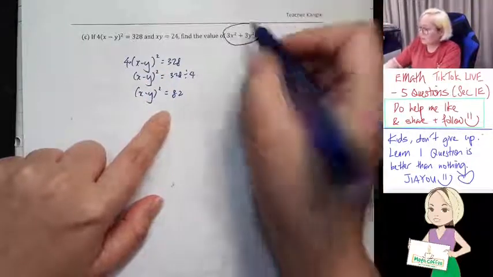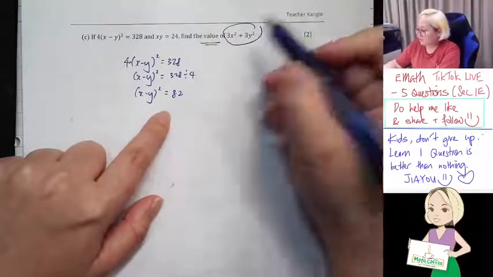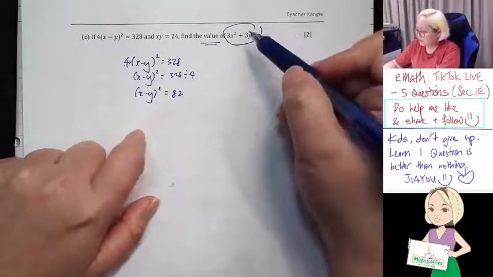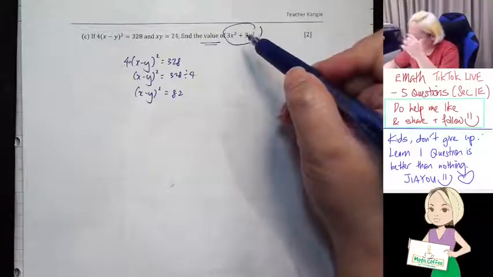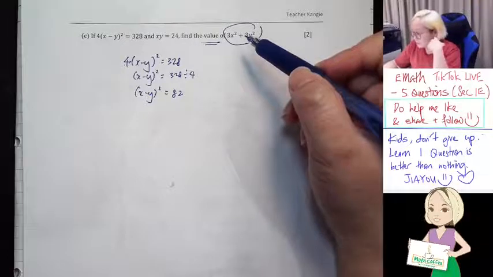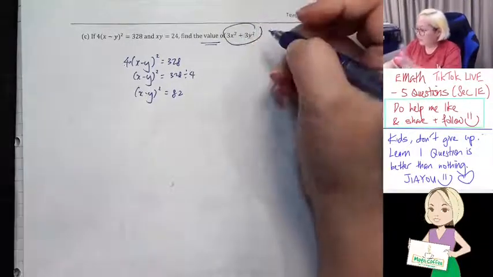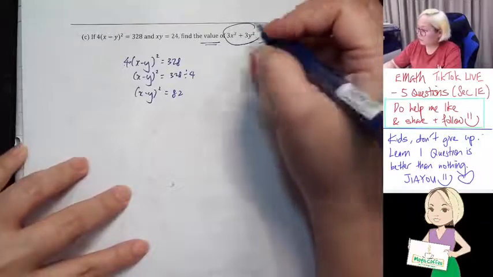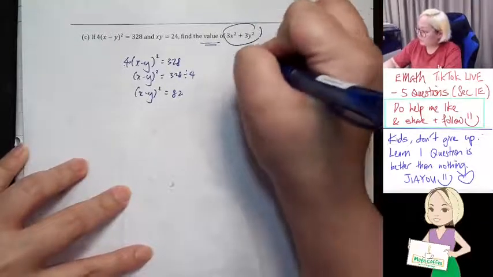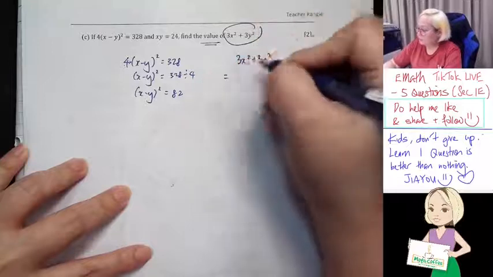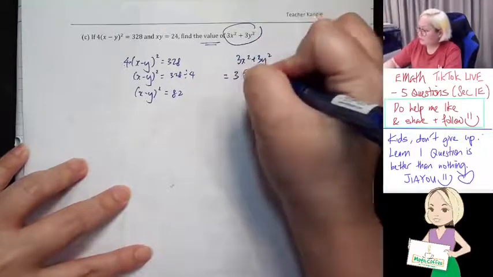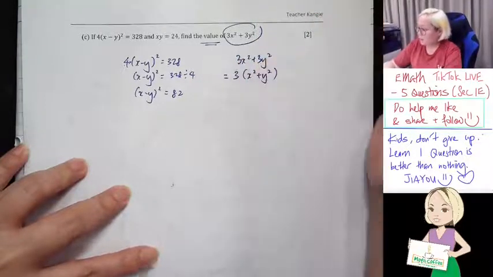See over here, your task is to find out the value of 3x squared plus 3y squared. I'm going to take out common factor 3: 3 times (x squared plus y squared).